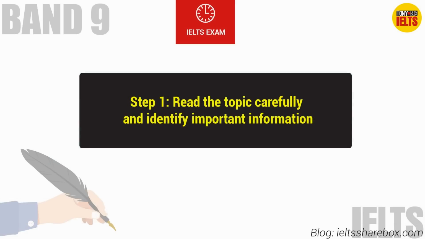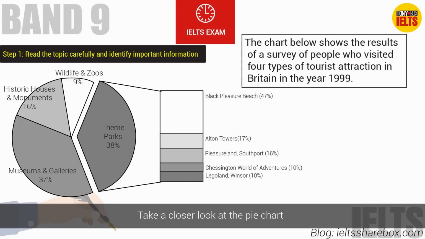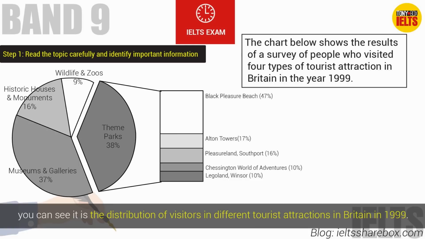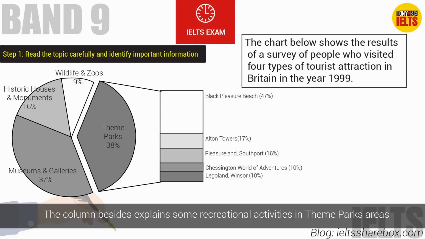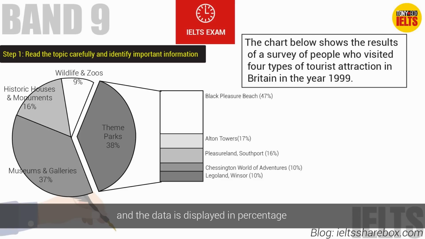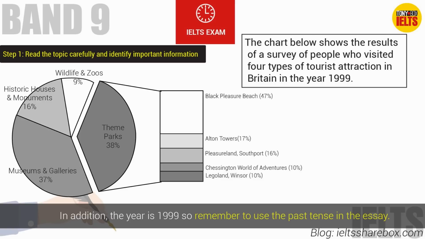Step 1. Read the topic carefully and identify important information. Take a closer look at the pie chart. You can see it is the distribution of visitors in different tourist attractions in Britain in 1999. The column beside explains some recreational activities in theme park areas, and the data is displayed in percentage. In addition, the year is 1999, so remember to use the past tense in the essay.